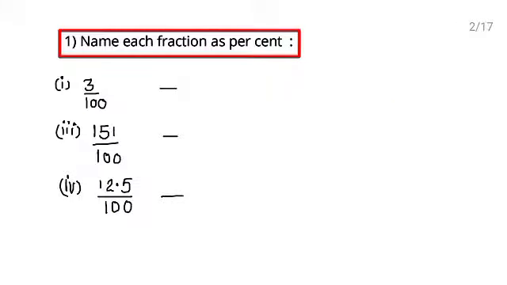Question number 1 of exercise 9a. Name each fraction as percent. Now in the first part, the denominator is 100, it means 3 is out of 100. So you can directly write 3%. Clear? In the next part, 151 is out of 100, so write it as 151%. Similarly, in the next part, 12.5 upon 100, so you will write it as 12.5%. Clear? If the denominator is 100, you will directly write the numerator as percent.